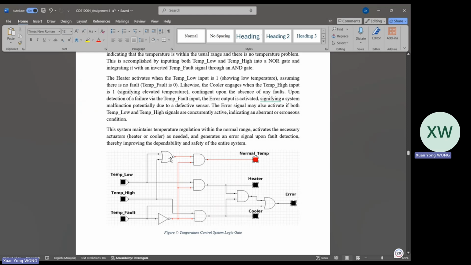If the temperature sensor is showing low temperature and high temperature at the same time, that means the temperature sensor has something wrong, some error, then they will trigger the error output and notify the user to maintain or check the sensor. If the temperature sensor does not show anything for low temperature or high temperature, that means there are normal temperatures for the water.